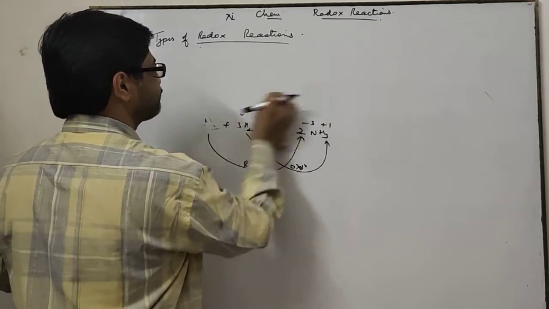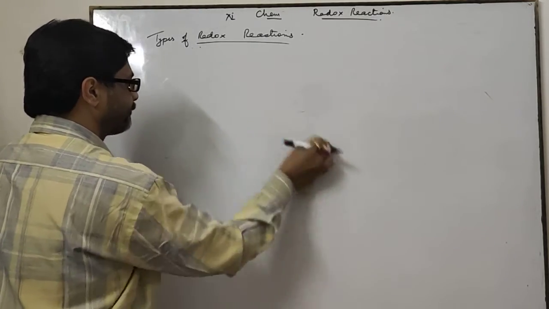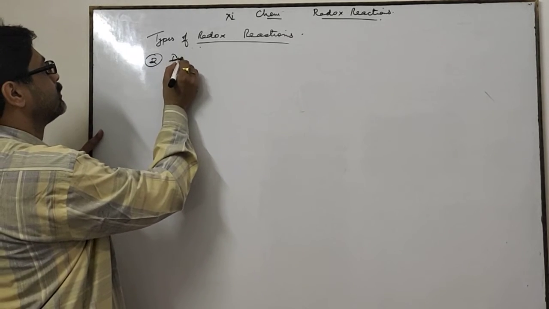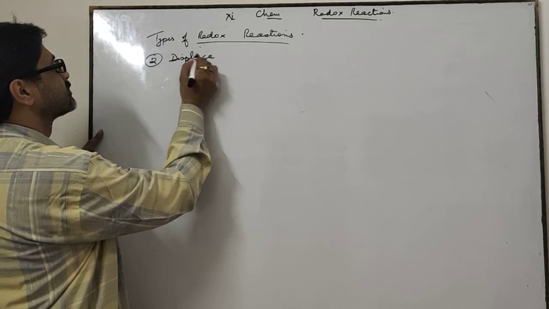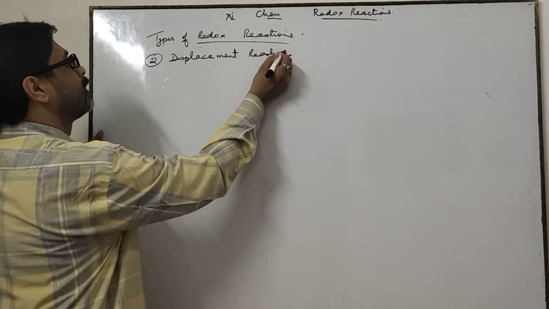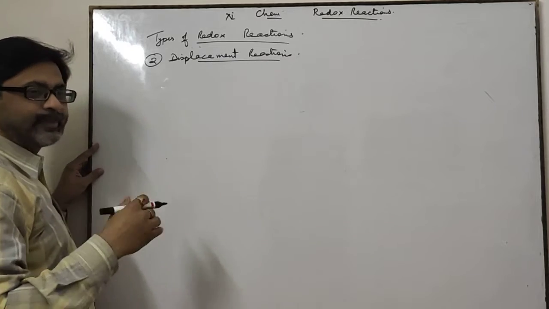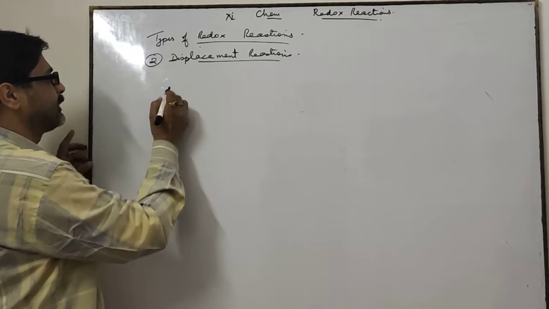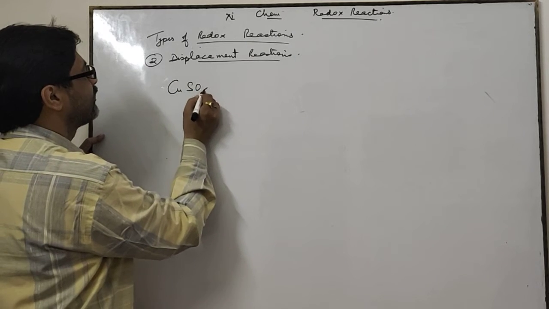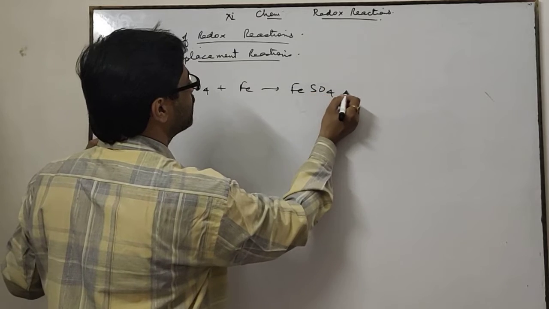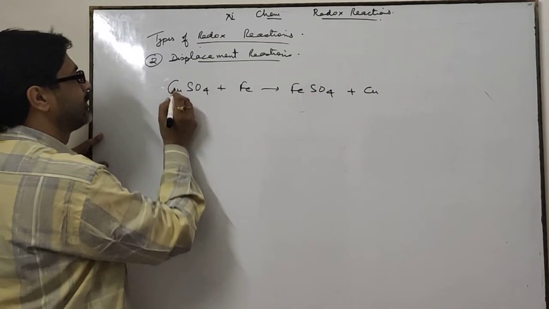Second one is displacement reactions. Displacement reactions. Those reactions in which one atom or group is displaced by another atom or group. This is called displacement reaction. See here, for example, CuSO4 plus Fe gives FeSO4 plus Cu.